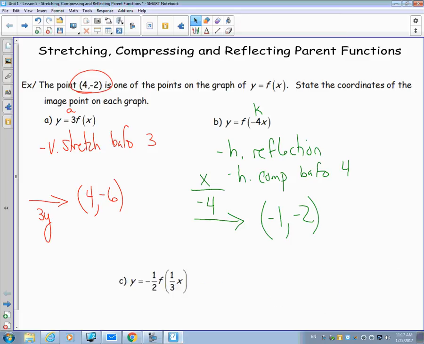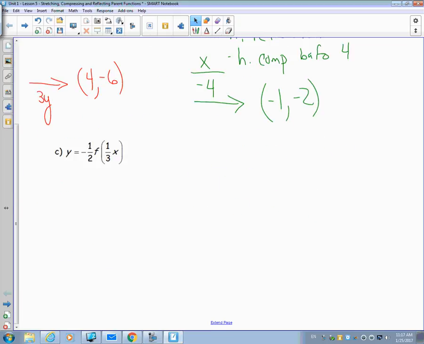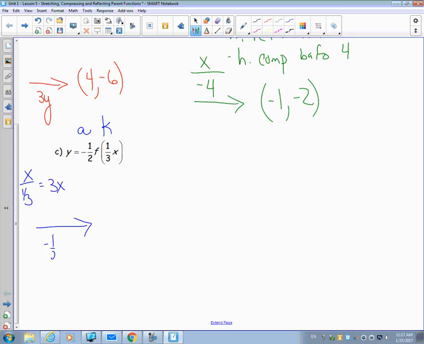Okay, let's try C. Oh, all kinds of fun stuff in C. What do we see going on here? I'm not always going to write them out, but you should know that there are three things happening here. The a has two parts to it. It's got a negative sign, a vertical reflection, and a half, a vertical compression. The k is an opposite, so dividing by a third actually ends up multiplying by 3, a horizontal stretch. What would we do to get our image point? We take x and divide it by a third, which we know is the same as saying 3x. And our y, we'd have to multiply by -1/2.